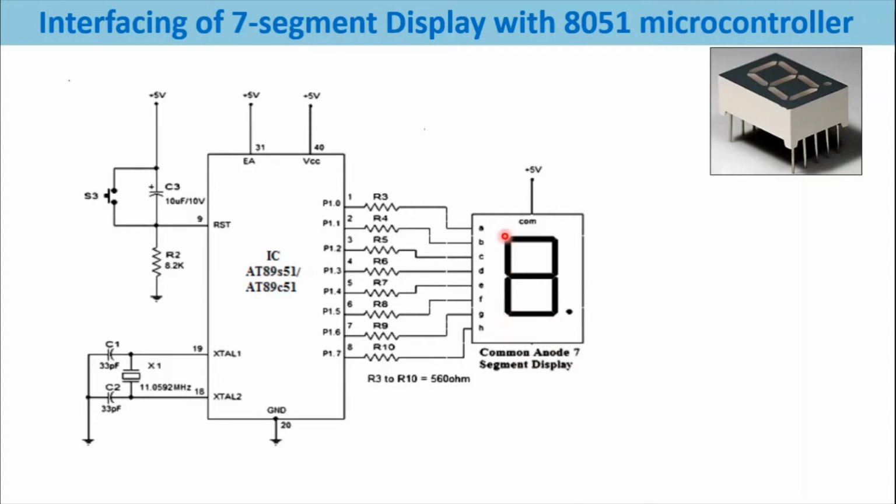Anodes of all individual LEDs are connected together and one common terminal is brought outside, and this common terminal is connected to VCC. The LEDs corresponding to individual segments are named as A, B, C, D, E, F, G and decimal point, and they are connected through current limiting resistors to individual port pins of microcontroller. Remaining circuitry is a reset circuitry and an oscillator circuitry.